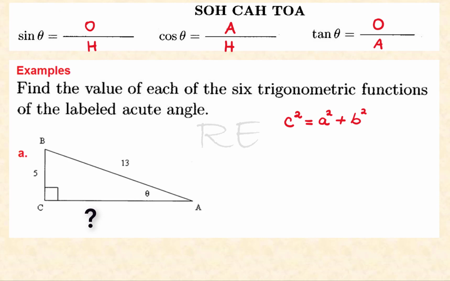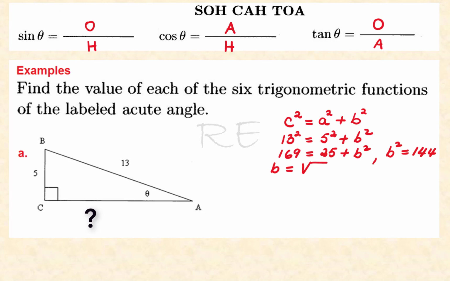First, we need to find the missing side. c squared, which is 13 squared, is equal to a squared, 5 squared, plus b squared that we're looking for. 169 is equal to 25 plus b squared. Now 169 minus 25 will be 144. So b is equal to the positive square root of 144, which is 12. 5, 12, 13 is a Pythagorean triple.